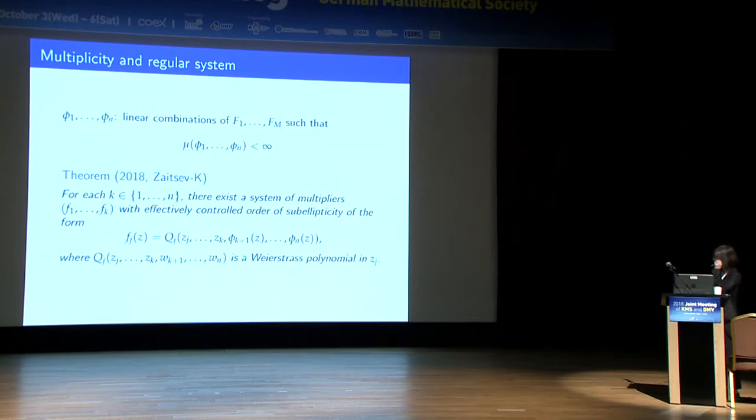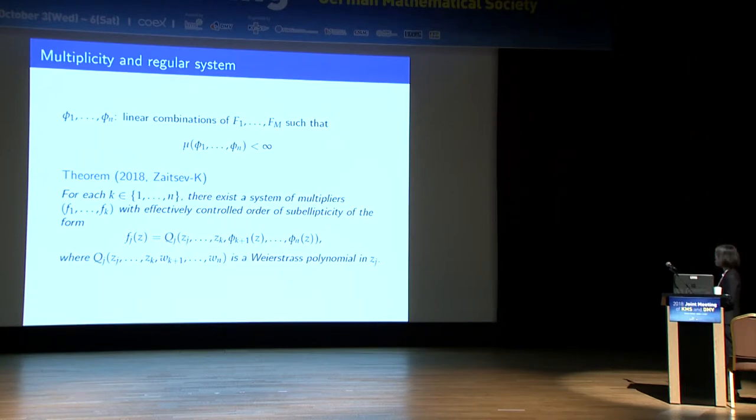Then by following CU's idea, we obtain this result. So first, choose n linear combinations of f's such that the multiplicity is finite. Then we follow CU's idea to construct special form of multipliers, namely that fj is a multiplier of this formula, where Qj is a Weierstrass polynomial in gj, and the number of variables decreases for each j. Qj starts with gj, and then there's some phi. And suppose k is n, then this part disappears.